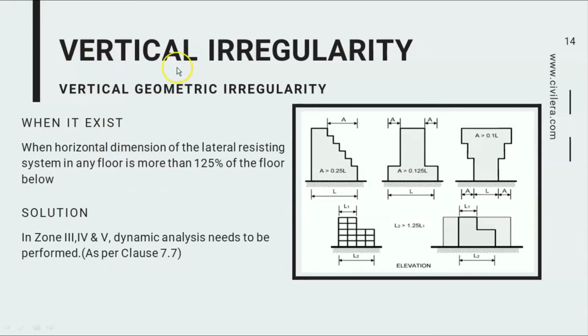Now there is another vertical irregularity. This is geometric irregularity, which we might have already seen in the last module. So here you have offsets in your height, here you have offset in your height. So separation joints can be used in this kind of irregularity. Here it may not be possible because it's a cantilevering structure as you go above. So that solution may not be applicable. So here in zone 3, 4 and 5, dynamic analysis needs to be performed. This is as per clause 7.7. Please note that if the horizontal dimension of the lateral resisting system in any floor is less than 125% of the floor below, then you call it vertically irregular.